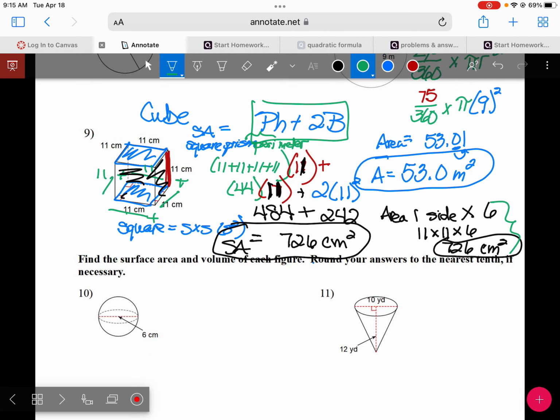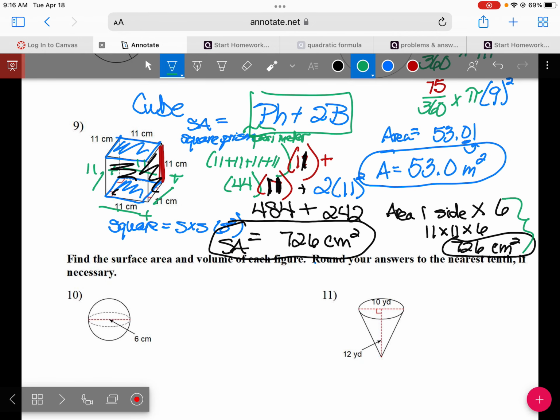Now, I want to talk to you about finding volume of this. I know you didn't have to find volume, but nudge, nudge, wink, wink. It's going to be important for tomorrow. Nudge, nudge, wink, wink, if you know what I mean.